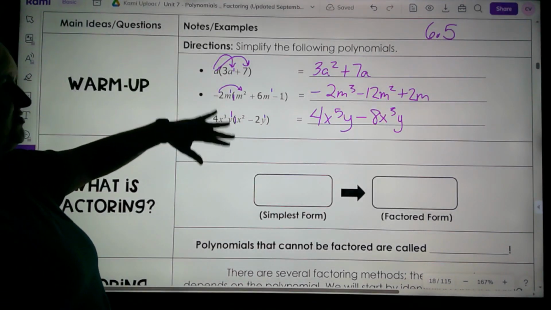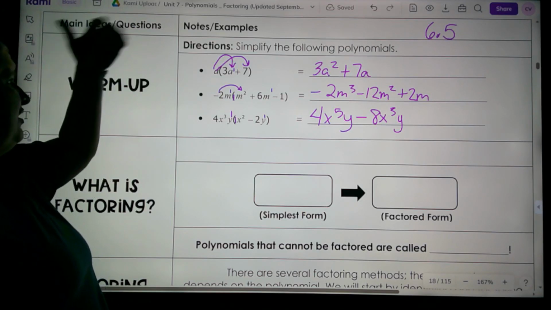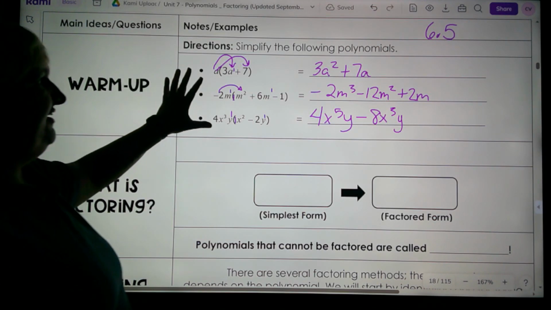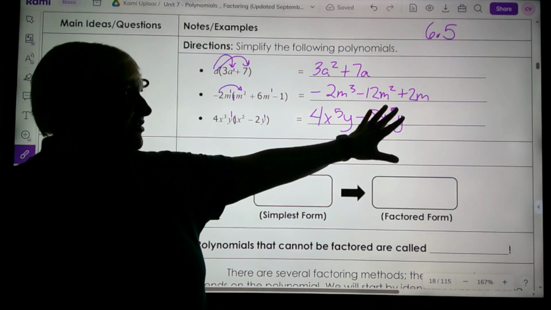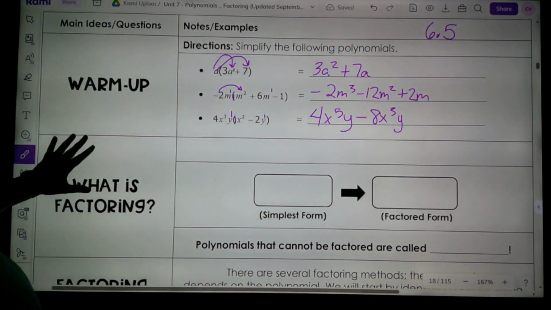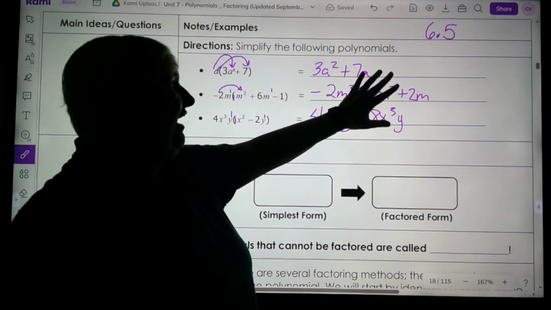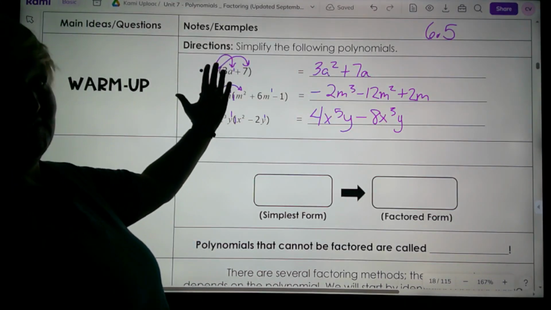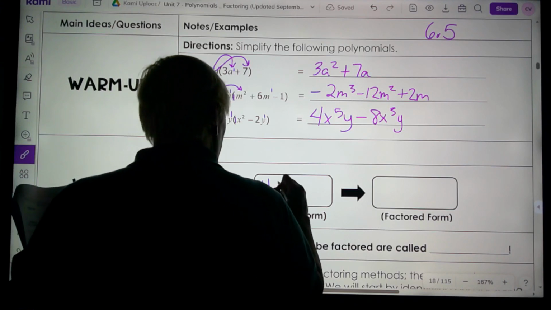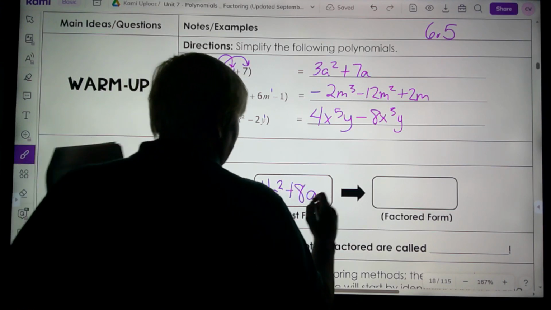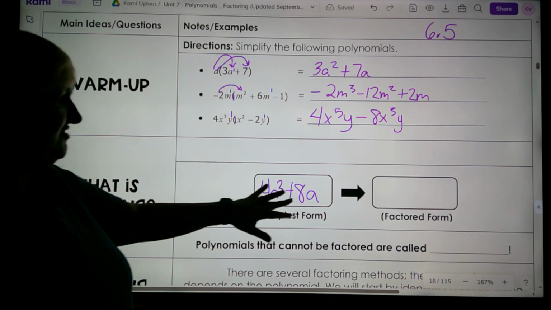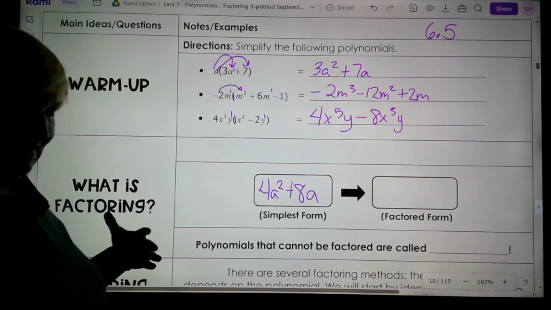Alright, so this is multiplying monomials by polynomials, or polynomials by monomials, right? So the ability to distribute and combine your like terms, right? Now, 6.5 is the other direction. We're going to factor stuff out of this and get back to this, right? So, for example, if I give you 4a squared plus 8a, it's in its simplest form. Nothing can be pulled out. Nothing can be distributed, right? It can't be combined.